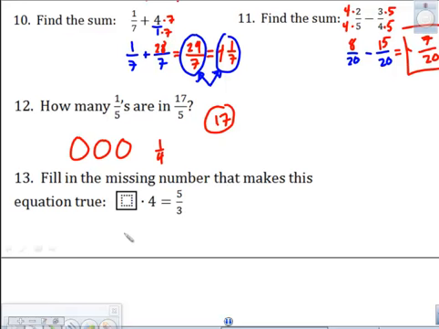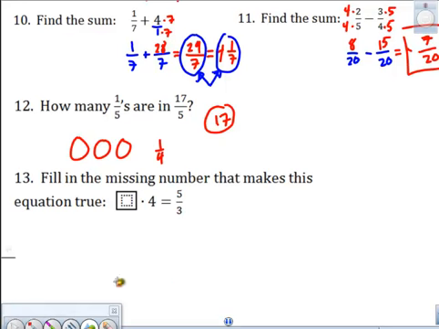So another way of looking at this is just replacing that weird-looking box with a variable. Okay, so if I had x times 4 equals 5 over 3. So now we just use our rules to get the x by itself. So how do I get the x by itself? How do I undo multiplication? Good. So if we divide both sides by 4.